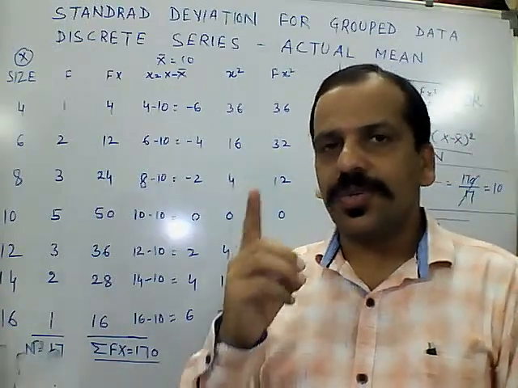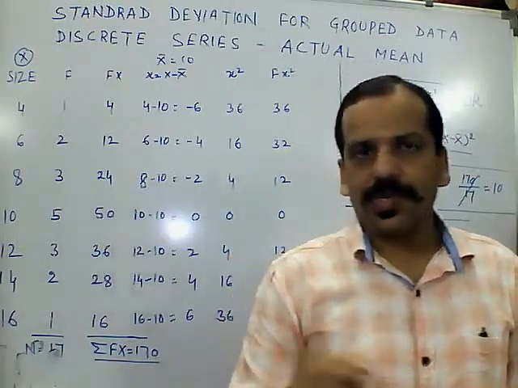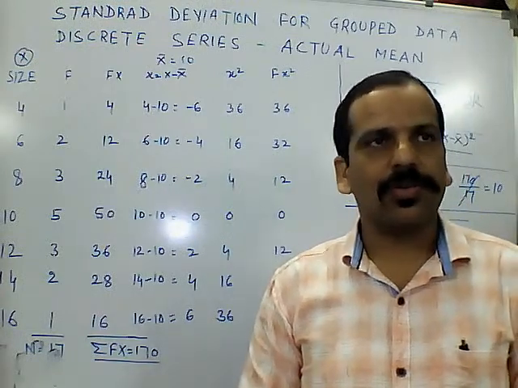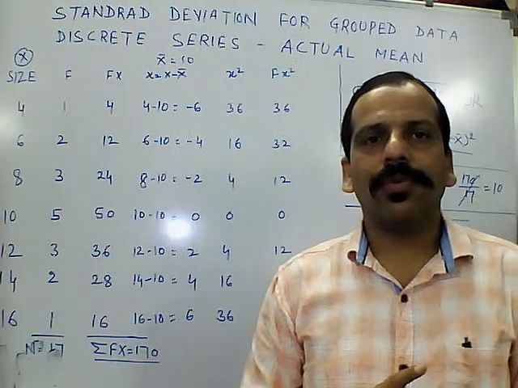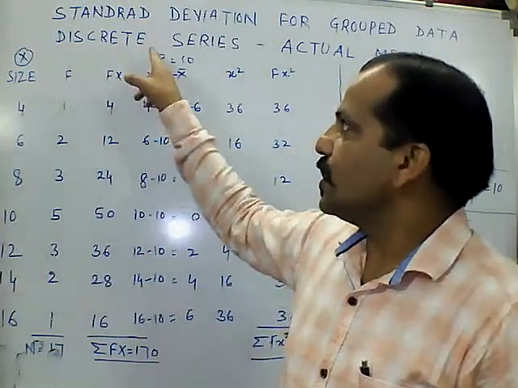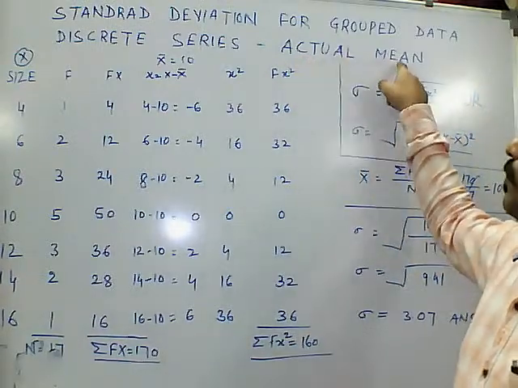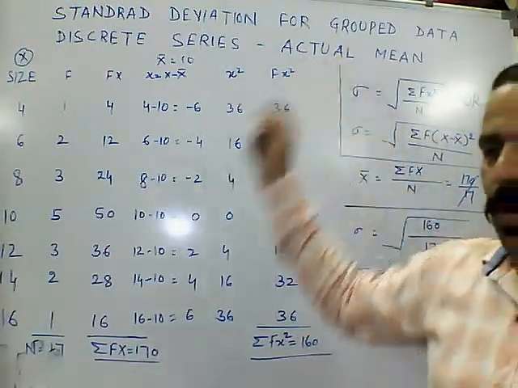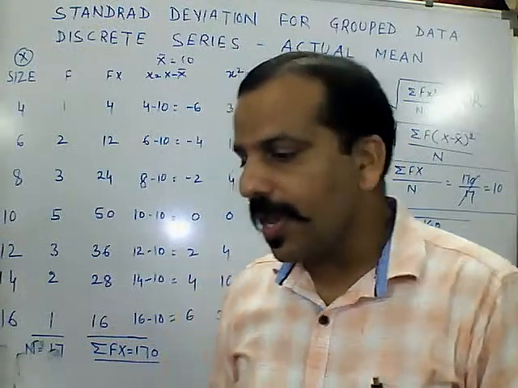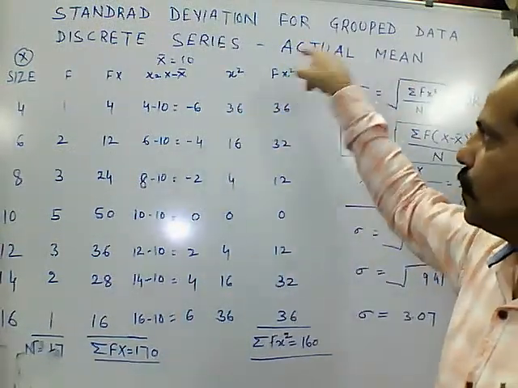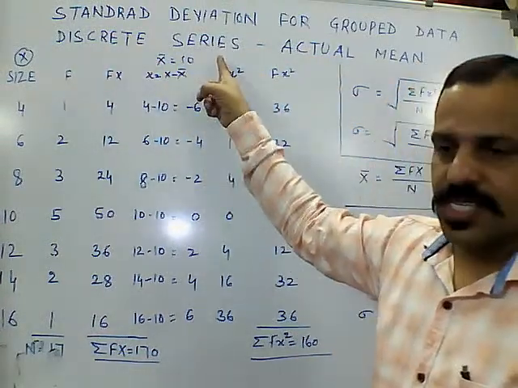We have three series: individual series. Yesterday I taught you about individual series, how to find the value of standard deviation. Today we will discuss discrete series and standard deviation by the actual mean method. This is the first method which we will study today under discrete series.